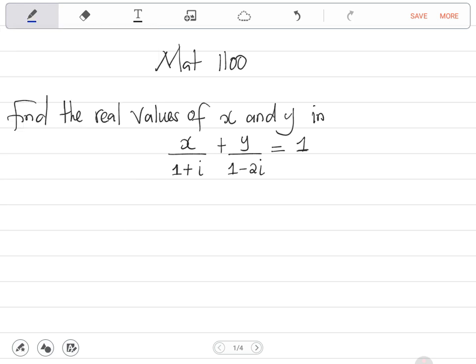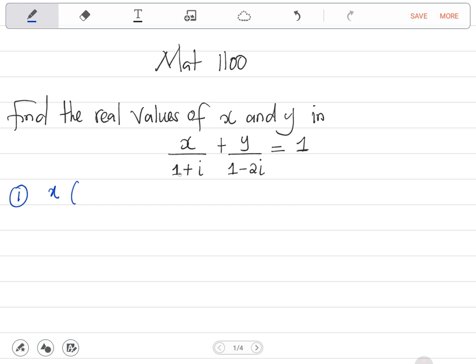So we understand that when you're dividing complex numbers, we actually have to multiply both the top part and the bottom part by the conjugate of the denominator, right? So let's first rationalize the denominator for each part. So let's look at the first part.